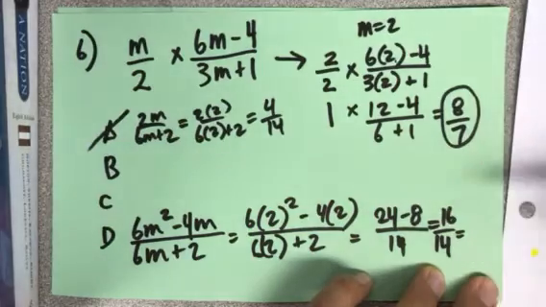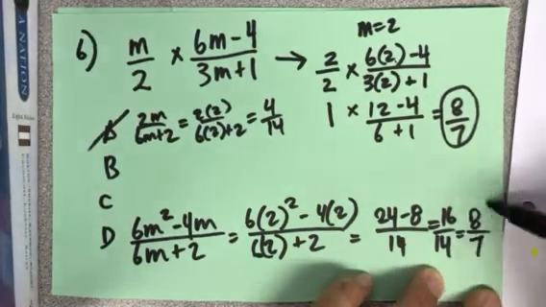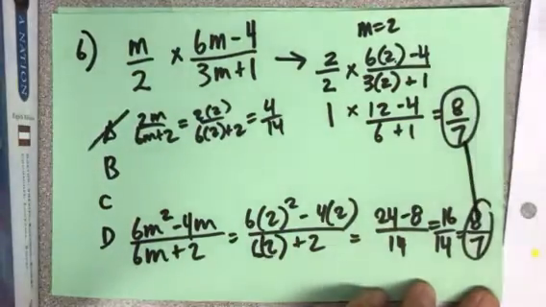Can this be reduced? Yeah, take 2 out of each one. So if you divide 2 out of 16, it's going to be 8. Take 2 out of this one, it's going to be 7. Ding, ding, ding. Match made in heaven.